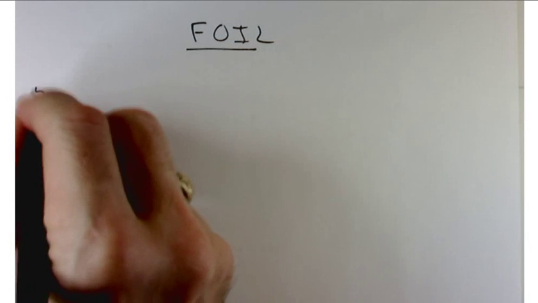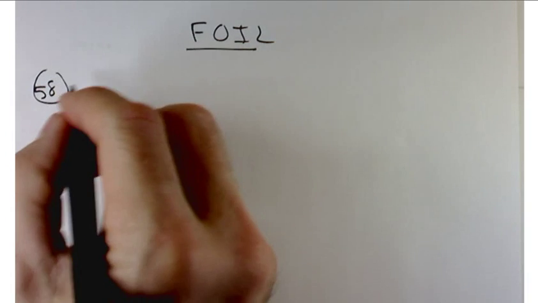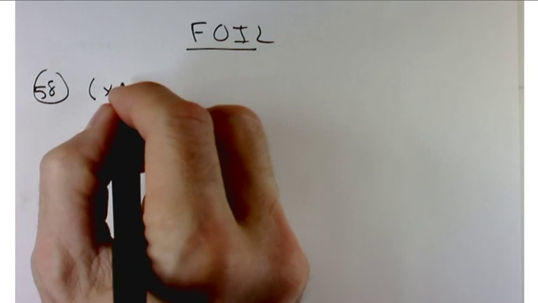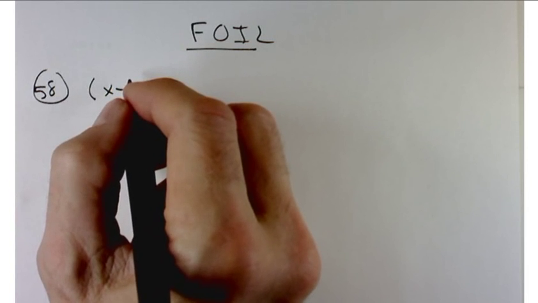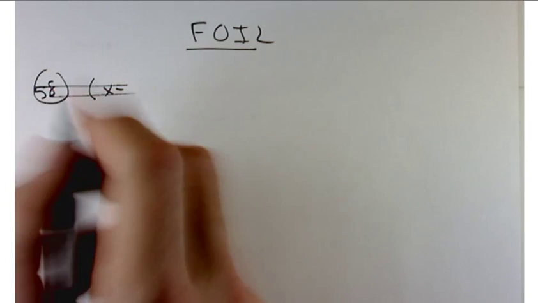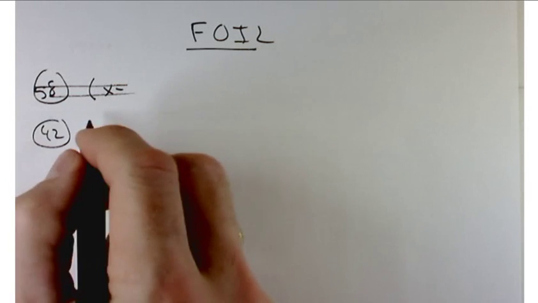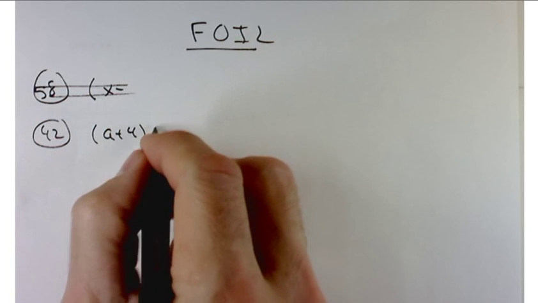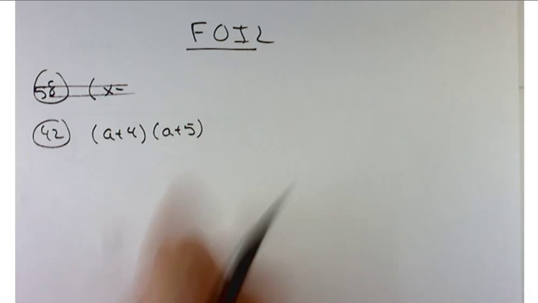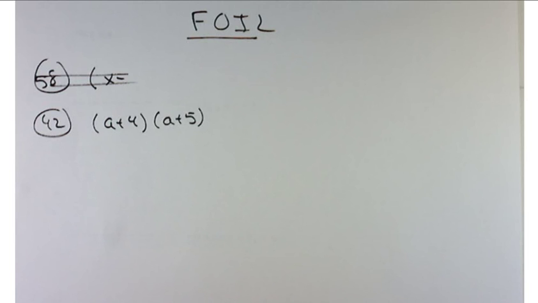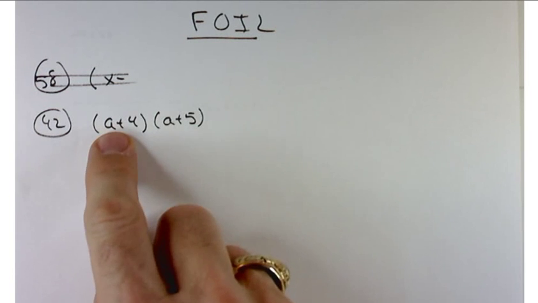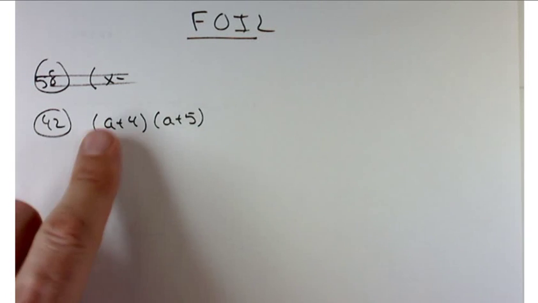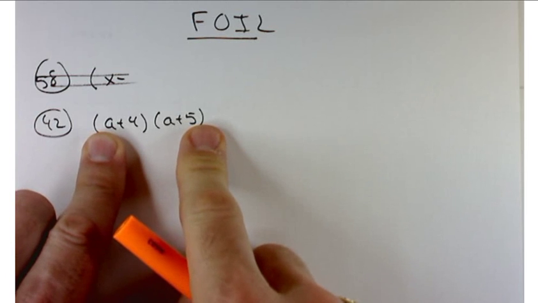Problem number 58. X minus 5. Oops, not 58, sorry. How about 42? We'll get around to 58. We'll start with 42, though. A plus 4 times A plus 5. And really, this is a case of distributing just like we did with the previous problems. The number that's out in front here, or this first term here, has to multiply each of the terms here.